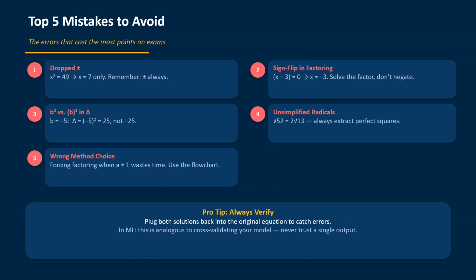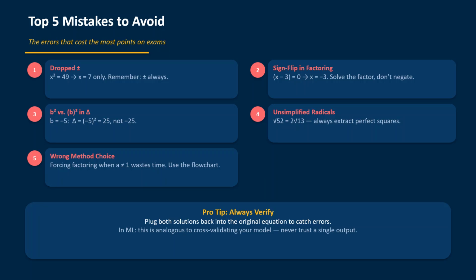Before we jump into the quiz, let us review the 5 most common mistakes students make with quadratics. Number 1. Dropped plus or minus. When you take a square root, you must write plus or minus. Forgetting it means you lose half your solutions. Number 2. Sign flip errors. When factoring, if you have x minus 3 equals 0, the root is x equals positive 3, not negative 3.